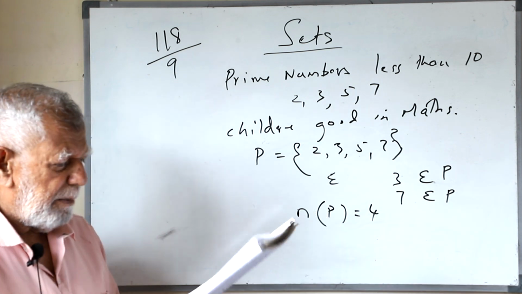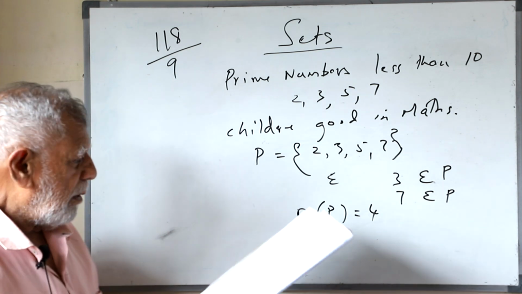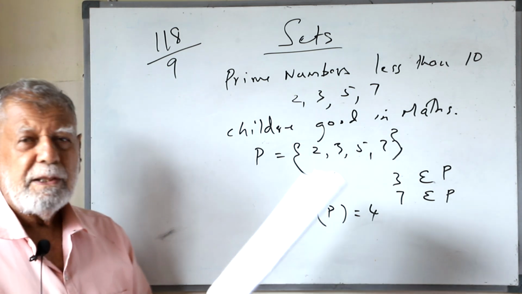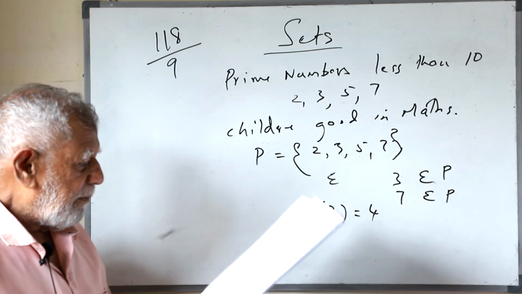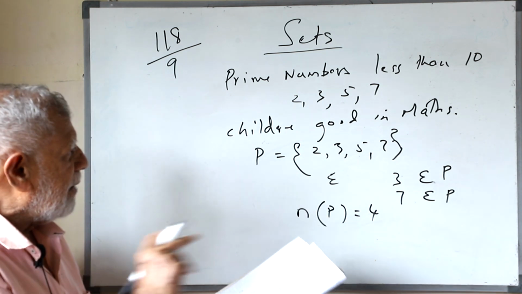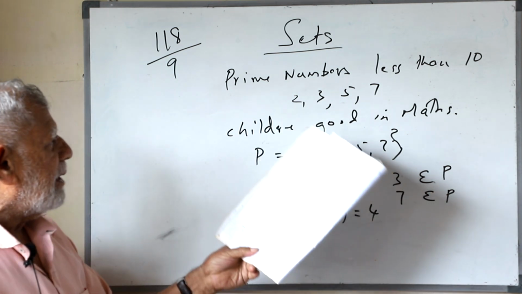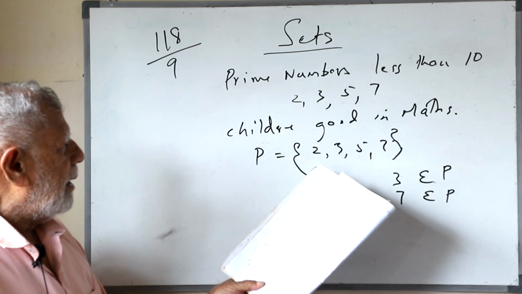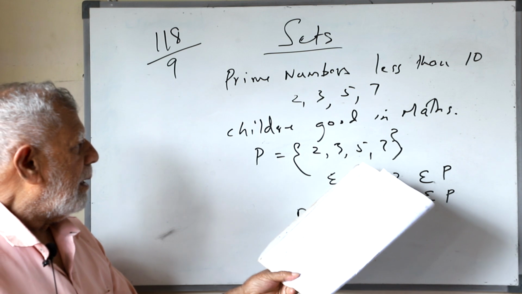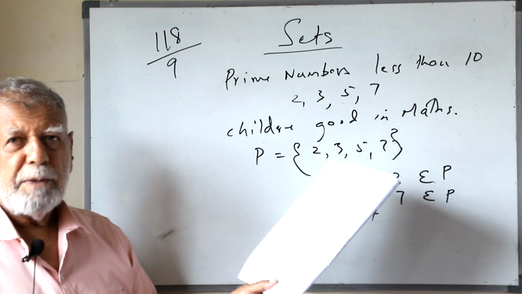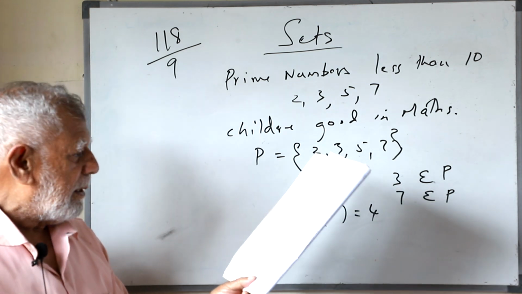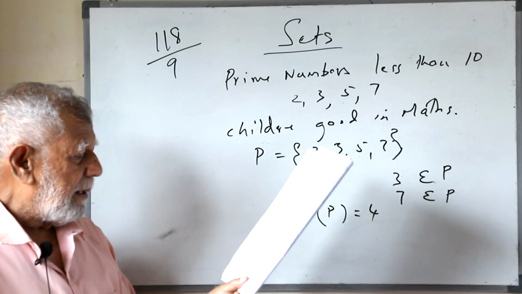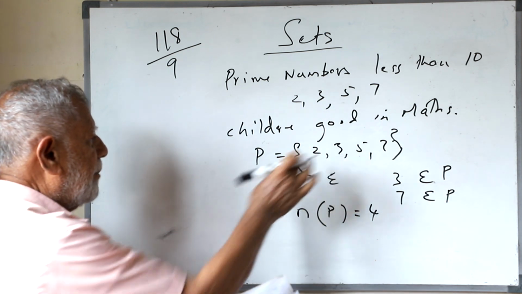All these things we have done before, and you should know how to do this. Then there are 3 ways of describing a set. First of all, we can describe the set in words. For example, in this particular case, prime numbers less than 10 is describing the set. And we can write this set inside a bracket, like how we have written here.